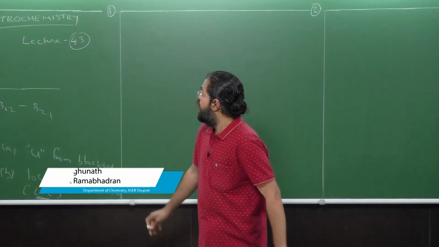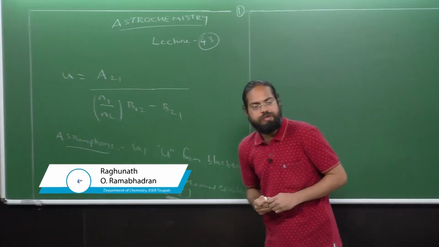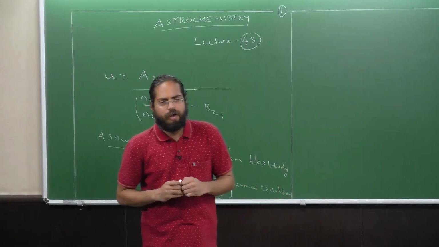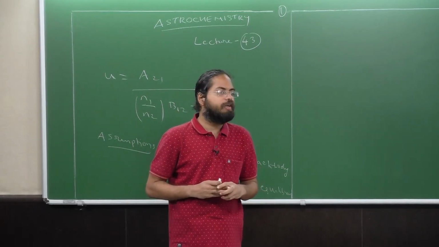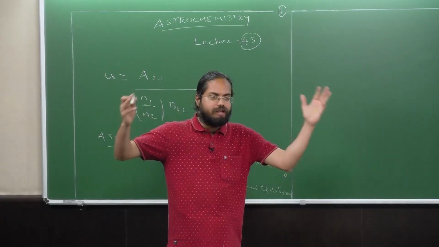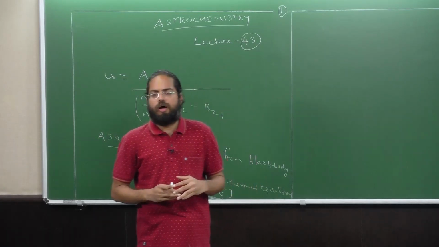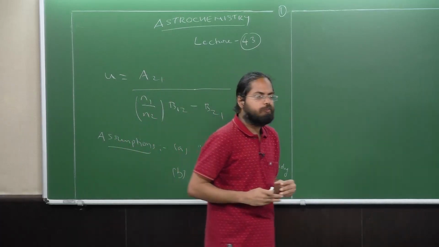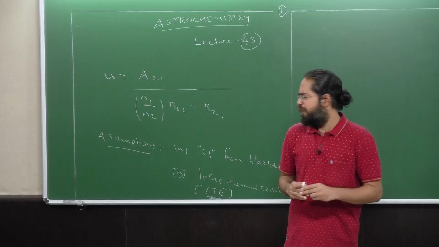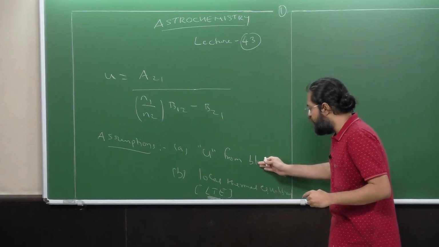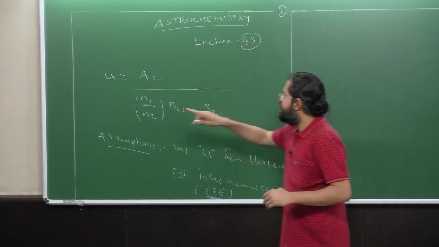Hello all, welcome to Astrochemistry. This is lecture number 43. In the previous lecture, we were obtaining the relationship between the various processes that happen as matter interacts with light. For example, we were discussing the processes of absorption, spontaneous emission and stimulated emission. And using the ideas of black body radiation and local thermal equilibrium, we obtained an expression for U.